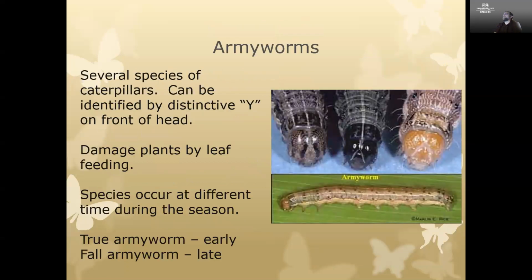I'll talk a little bit about caterpillars. Armyworms are one of the first kinds that we'll encounter. The true armyworm occurs fairly early in the season, and then we'll see the fall armyworm in the fall, obviously. And there are several other species of armyworm, all kind of feeding the same way. If you really want to closely identify them, you can look at their head, and they have that really distinctive Y shape there that tells you that you definitely do have an armyworm.